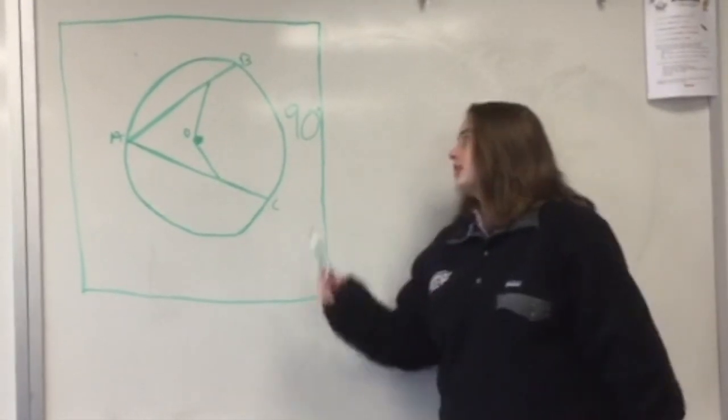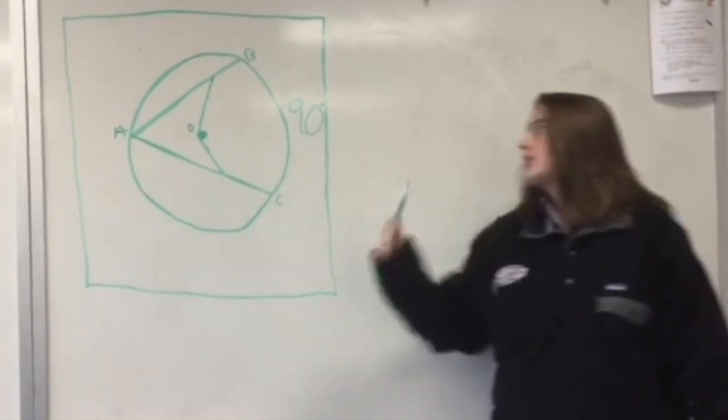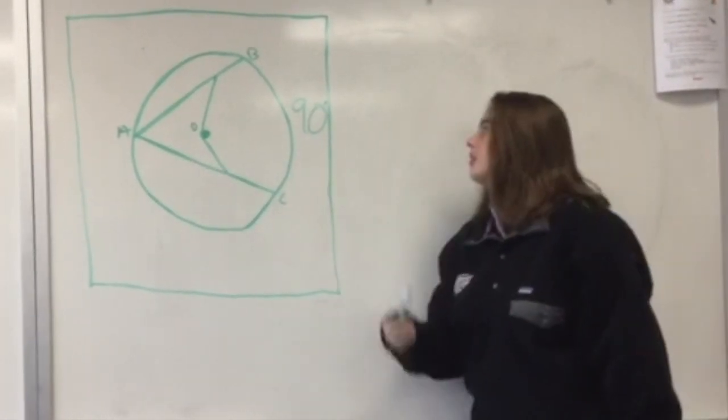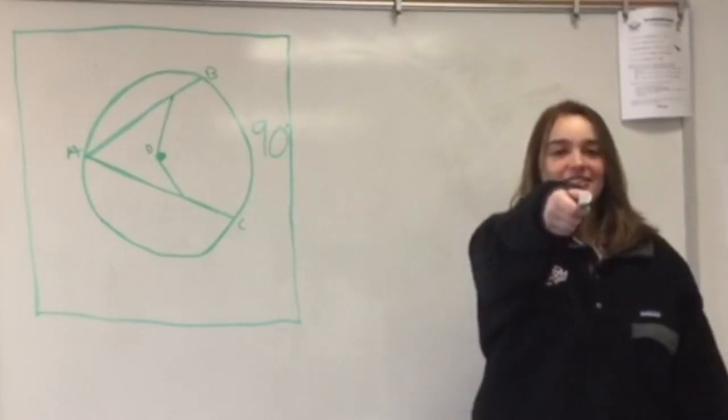If the measure of the intersected arc is 90, let's find the missing parts with the information that we have. So if it's 90, how do we find the central angle? The answer is 90. Great job, young Padawan.